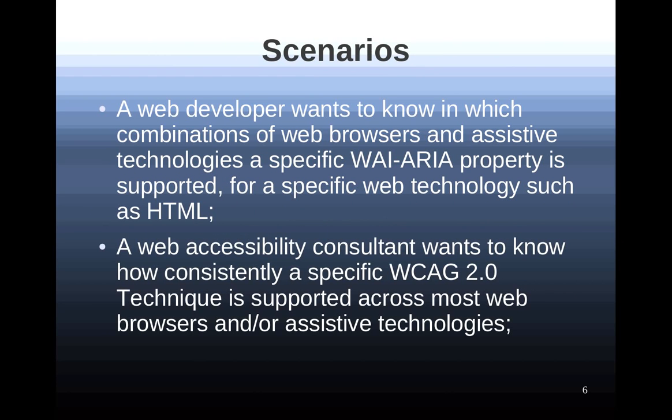Let's consider two scenarios. First scenario, a web developer wants to know in which combination of web browsers and assistive technologies a specific WAI ARIA property is supported for a specific web technology such as HTML. And the second scenario, a web accessibility consultant wants to know how consistently a specific WAI ACT technique is supported across most web browsers and or assistive technologies.